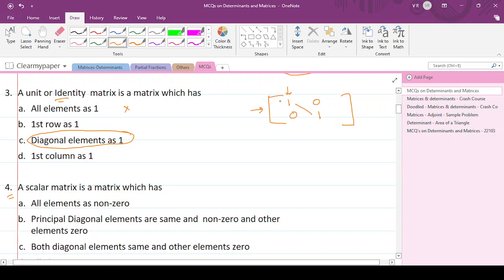A scalar matrix is nothing but a matrix of this format where all the non-diagonal elements are 0, and whatever number is on the diagonal will scale up or scale down the given input by that amount. For example, if you have this square and want to convert it into a square which is twice the size, then we need to apply a scalar matrix.